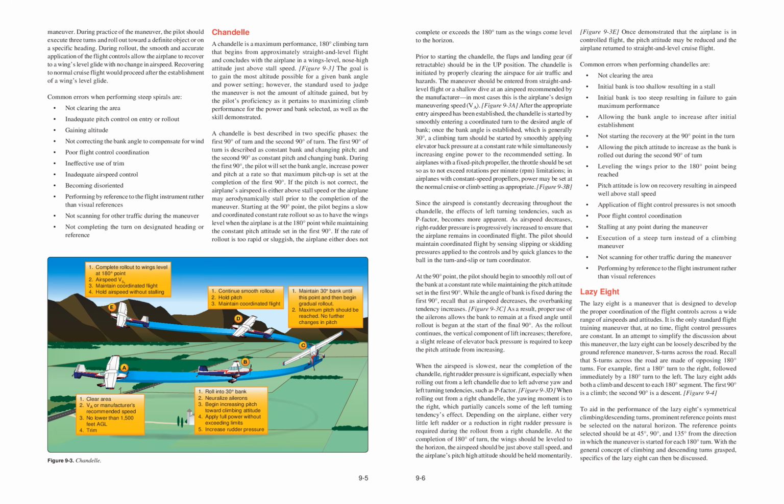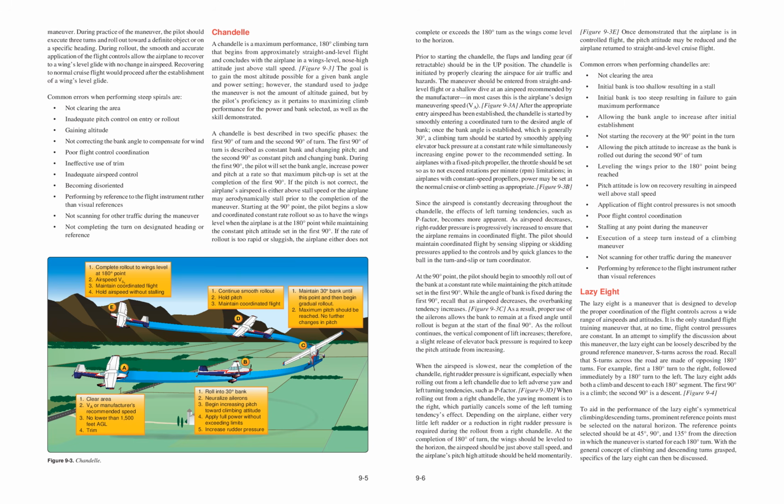At the completion of 180 degrees of turn, the wings should be level to the horizon, the airspeed should be just above stall speed, and the airplane's high pitch attitude should be held momentarily. Figure 9-3E. Once it is demonstrated that the airplane is in controlled flight, the pitch attitude may be reduced and the airplane returned to straight and level cruise flight. Common errors when performing chandelles are: not clearing the area.